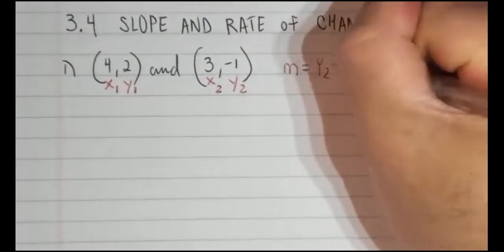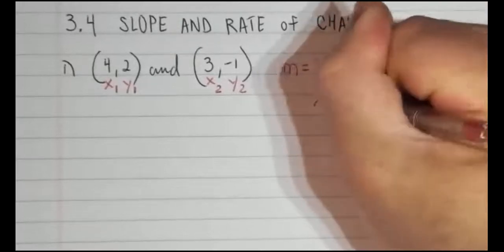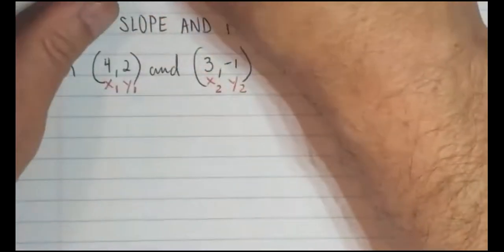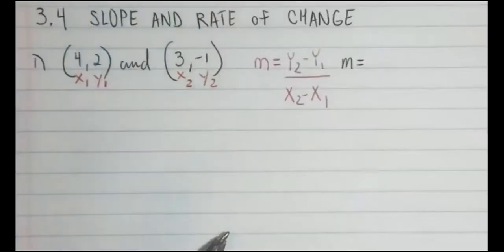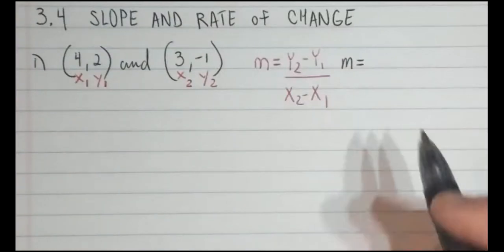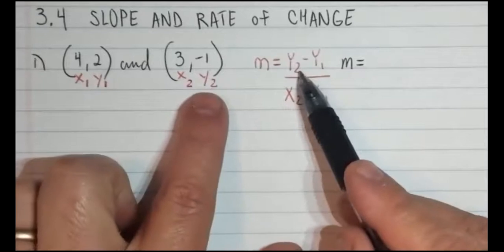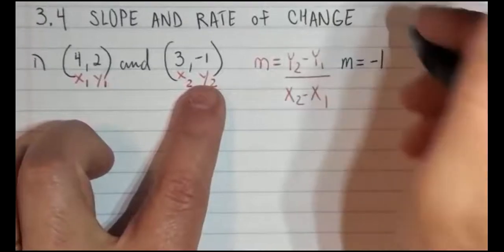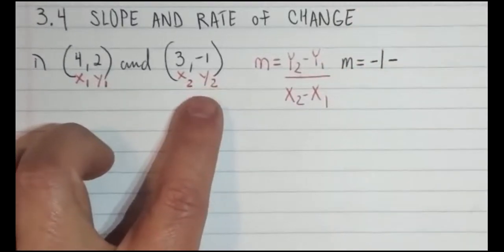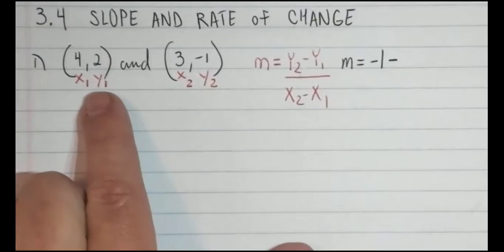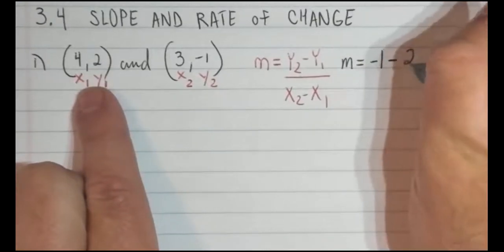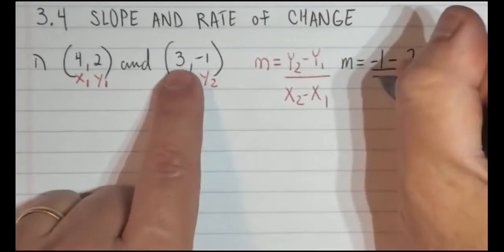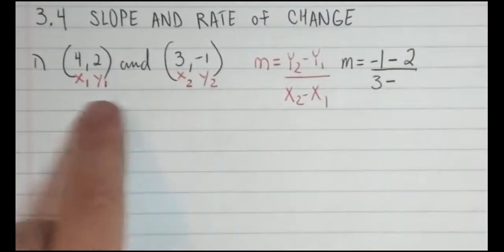Your slope formula is y2 minus y1 over x2 minus x1. All right, so we're going to plug in these points. y2 is -1. Now remember, the formula is y2 minus, so you always want to put a minus before you even look at what the next number is. y1 over here is 2. Then we're looking for x2. x2 is equal to 3. And again, it's minus, and x1 is equal to 4.